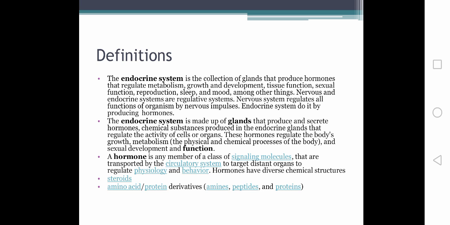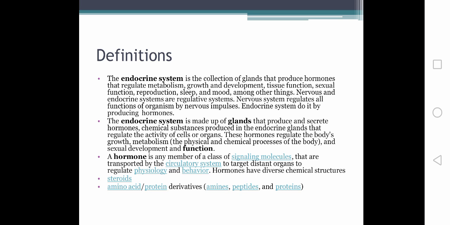The endocrine system is a collection of glands that produce hormones that regulate metabolism, growth and development, tissue function, sexual function, reproduction, sleep, and mood, among other things. The nervous and endocrine systems are regulative systems. The nervous system regulates all functions of the organism by nervous impulses. It is the animal electricity.